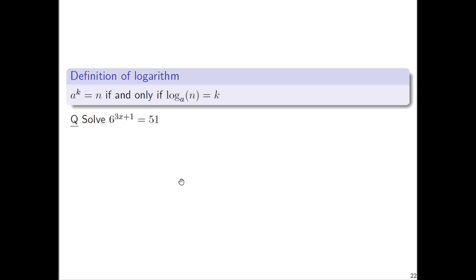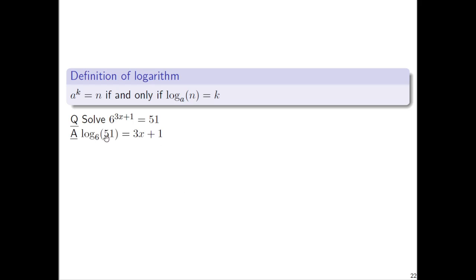Okay, again, definition of logarithms up there just as a reference. Let's solve 6 to the power 3x plus 1 equals 51. Look at how this is so similar to this right here. The k is 3x plus 1. The a is the 6 and the n is the 51. So this equation, we should rewrite it this way. Log base a, recall that a was 6, yeah? Log base 6 of, and then n was the thing that in this format was on its own side by itself, so the 51. So log base 6 of 51 equals 3x plus 1.